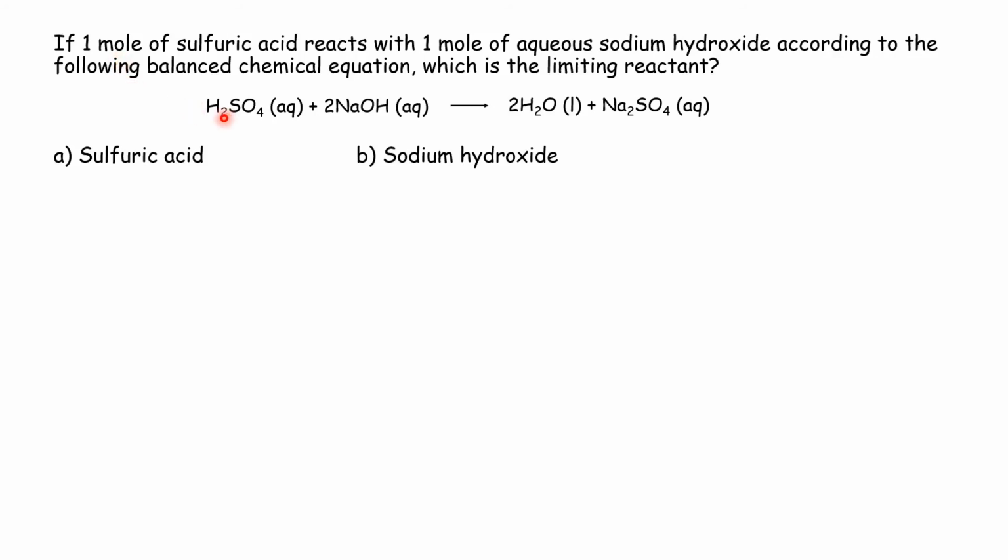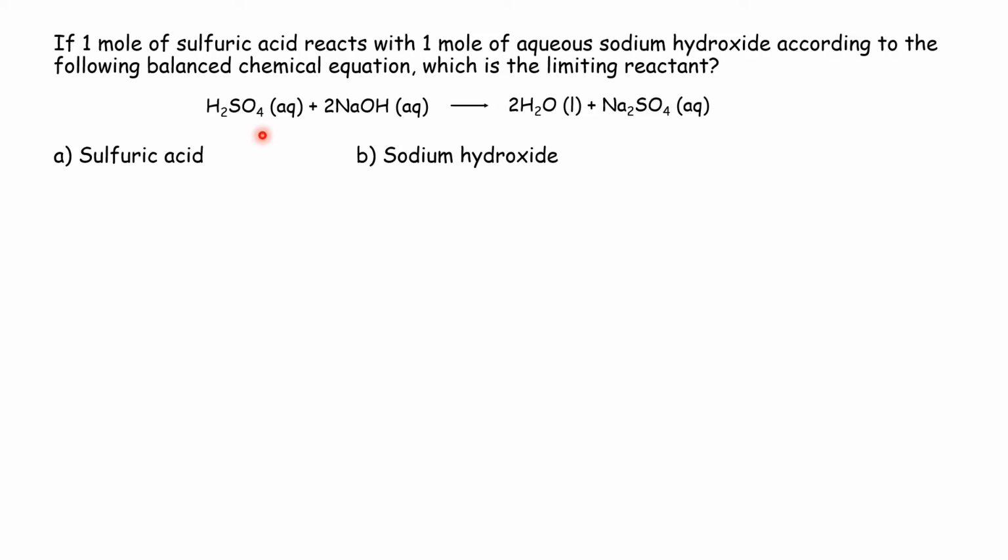If 1 mole of sulfuric acid reacts with 2 moles of sodium hydroxide, according to this balanced equation, which is the limiting reactant? So there are 2 reactants. One of them is the limiting reactant. The other one, in this case, is the excess reactant. For many chemistry questions, there is normally more than one way to solve them. So this question, there are actually 2 to 3 ways to solve it. And now I'm going to talk about it.